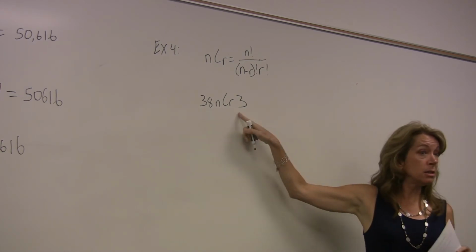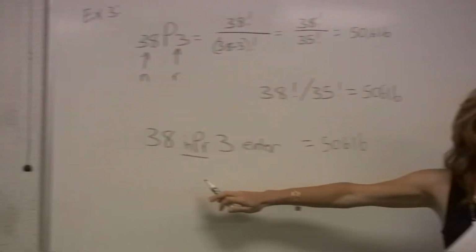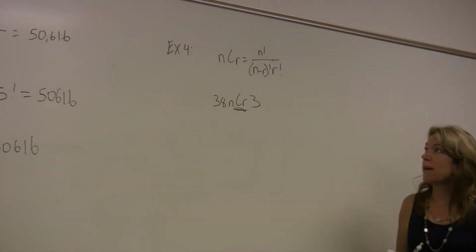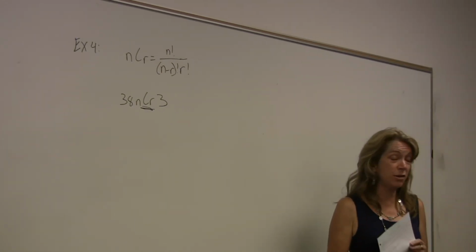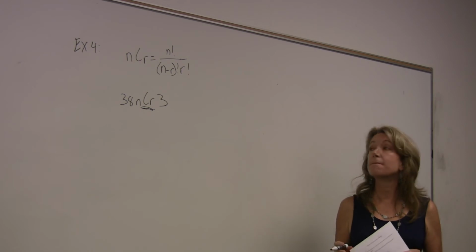Same numbers, but this tells me order didn't matter. This one told me that order did matter. So if you never use that formula, I don't care. I'd rather you use your calculator. Less chances for mistakes. Then you go down to nCr. Yes, I got a smaller number than nPr.